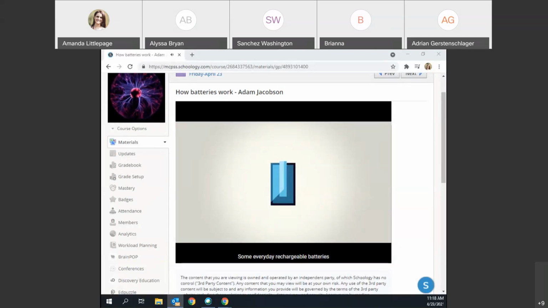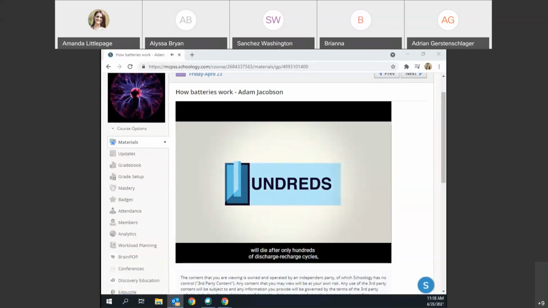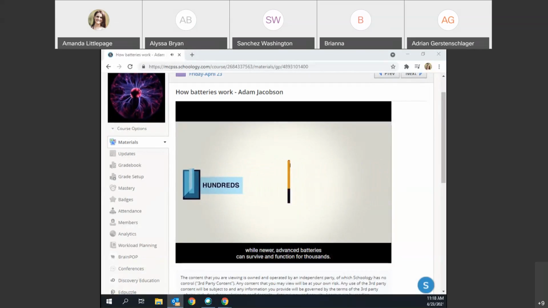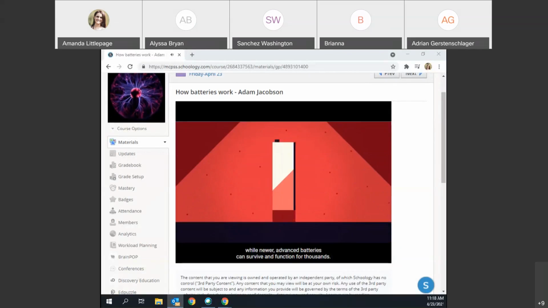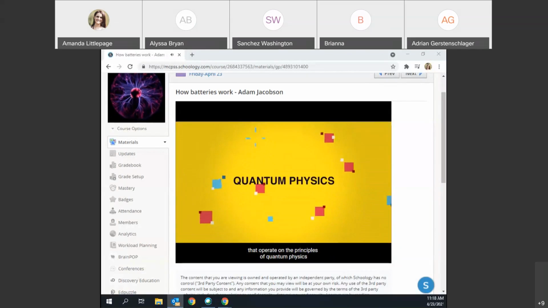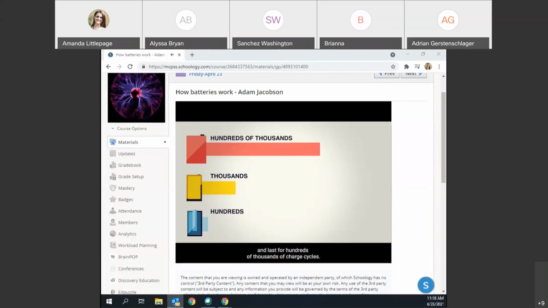Some everyday rechargeable batteries will die after only hundreds of discharge-recharge cycles, while newer advanced batteries can survive and function for thousands. Batteries of the future may be light, thin sheets that operate on the principles of quantum physics and last for hundreds of thousands of charge cycles.